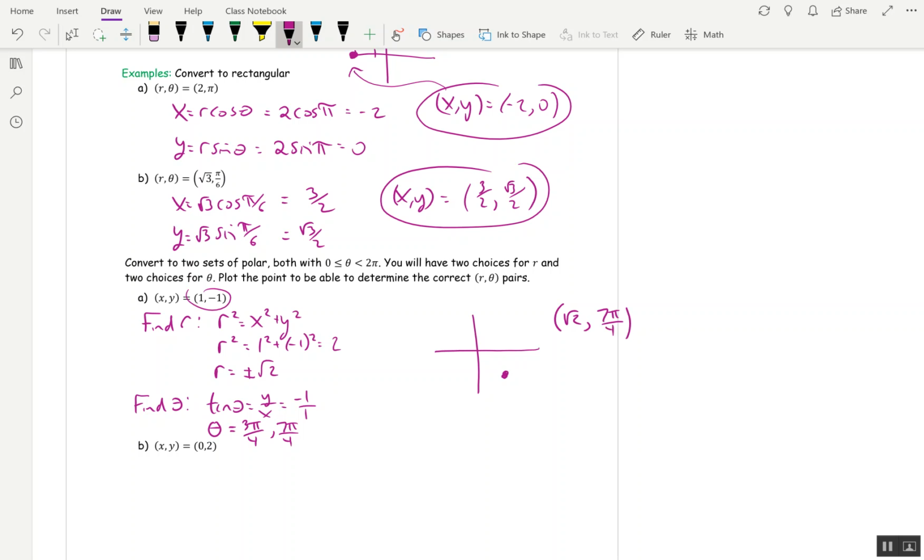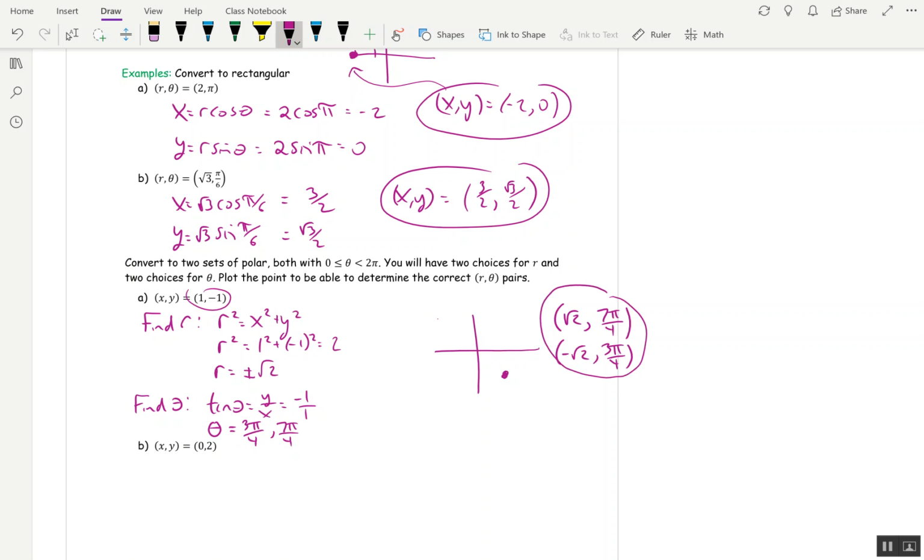If I choose -r, I need the angle that's not in quadrant 4. I need the angle that's in quadrant 2, because when r is negative, it's going to bounce me into the opposite quadrant. So those are the only 2 correct answers.